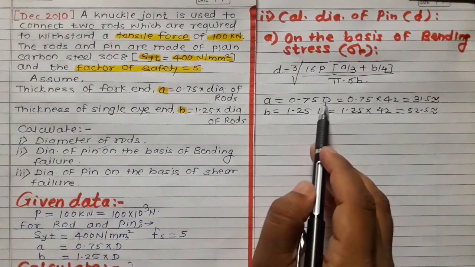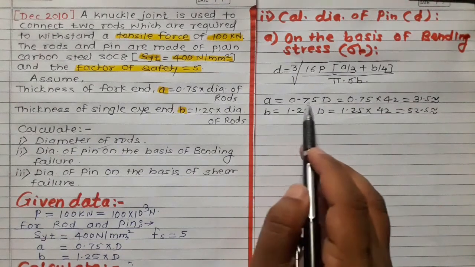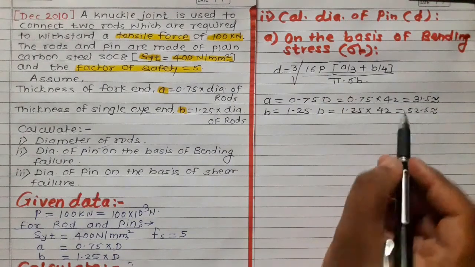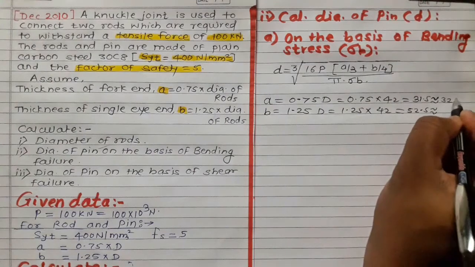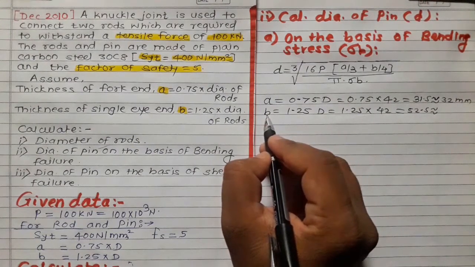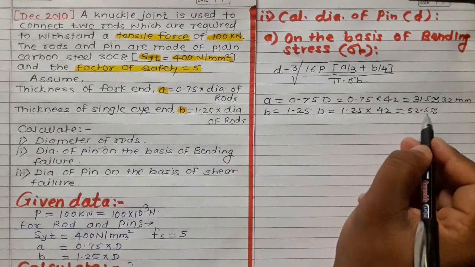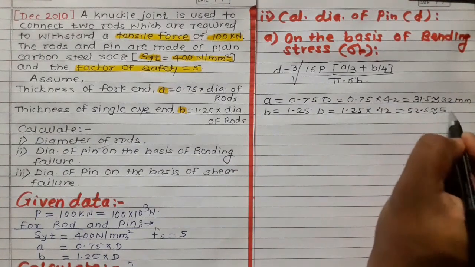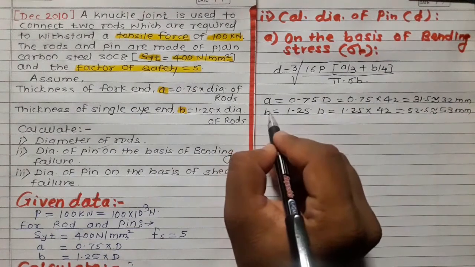By putting the value of capital D, that is diameter of rod, as 42, we get the answer for small a as 31.5. So let us round up this value to 32 mm. And the answer for small b, that is thickness of eye end, is 52.5. So let us round off this value to 53 mm. So these are the values of A and B that we have to put here.